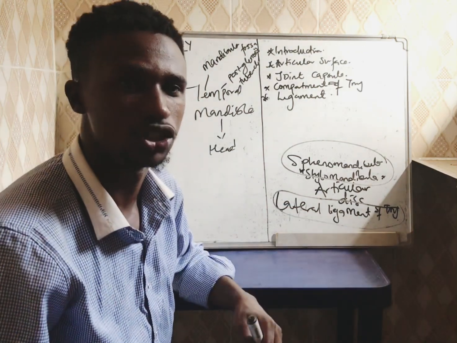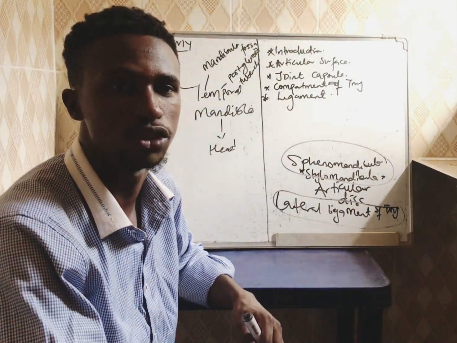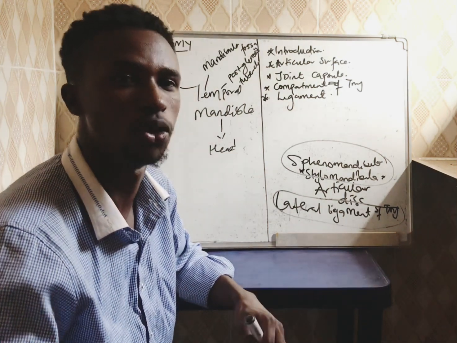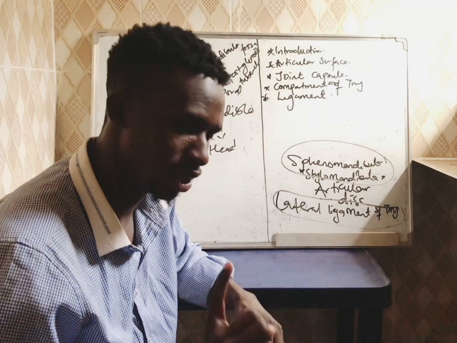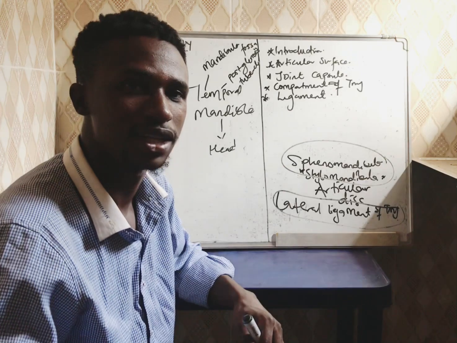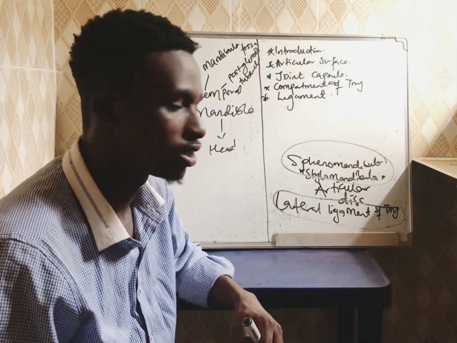The stylomandibular ligament is formed by thickening of parotid fascia. And parotid fascia is formed by the investing layer of deep cervical fascia. Lateral ligament of TMJ is formed by thickening of the joint capsule. So this is a possible question. Which ligament of the TMJ is formed by thickening of joint capsule? Lateral ligament of TMJ. And which ligament is formed by thickening of the parotid sheath?